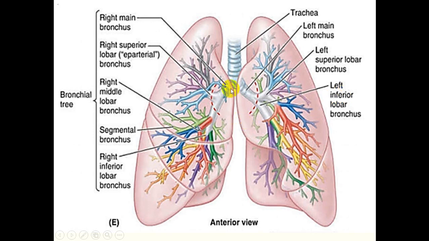Each lobar bronchus, after entering a lobe, will divide into tertiary bronchi or segmental bronchi. Each segmental bronchus will make up one single bronchopulmonary segment, and within that segment it will keep on dividing into smaller and smaller branches. 10 tertiary bronchi are formed in both lungs, and we will discuss the details in the next slides.